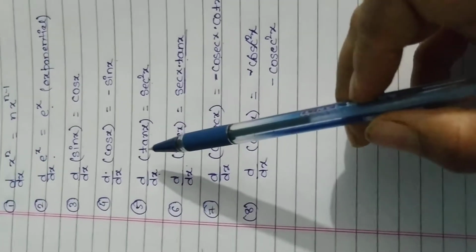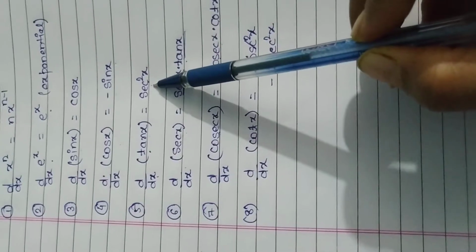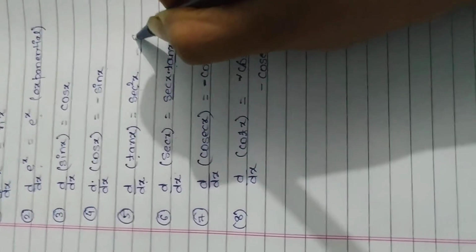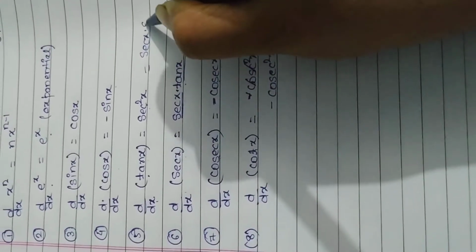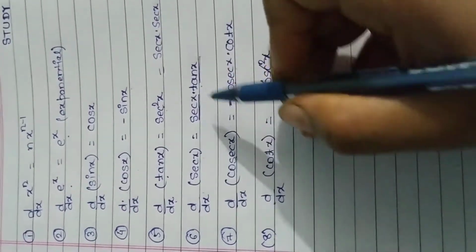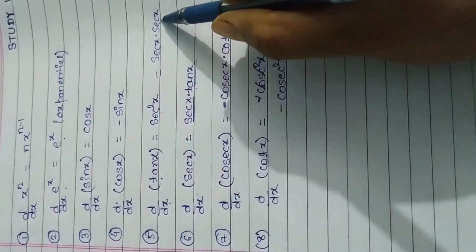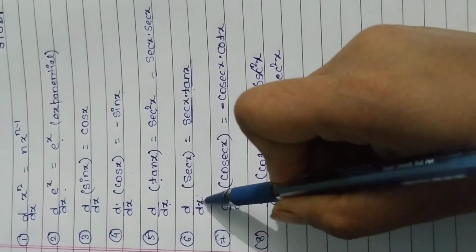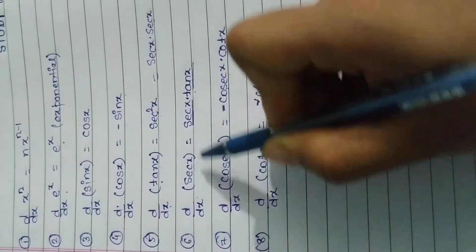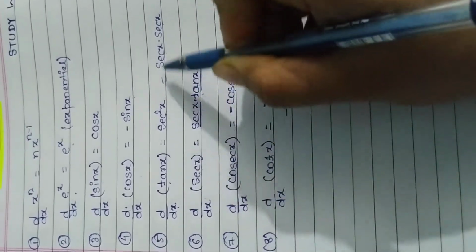I am going to repeat it once again. d by dx tan x is equal to sec square x. There are two terms, we can also write it like that, sec x into sec x. I am just trying to make it easy to remember. The differentiation of sec x will also have two terms, one is sec x and the second one is tan x. These two are correlated.